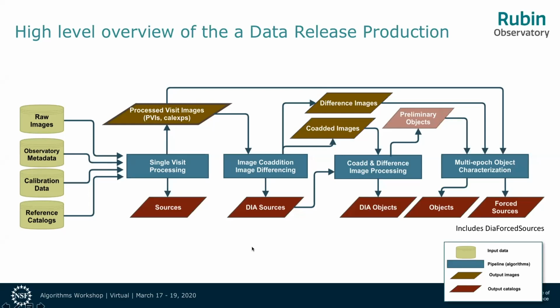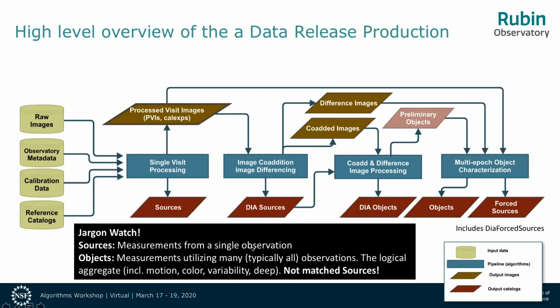Some notes about our nomenclature for catalog data products. When we say sources and objects, we mean something very, very specific. Sources are the measurements from a single observation. Objects are the measurements utilizing many, typically all, observations. These are the logical aggregate.